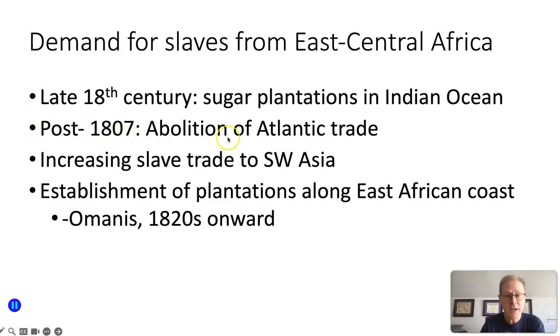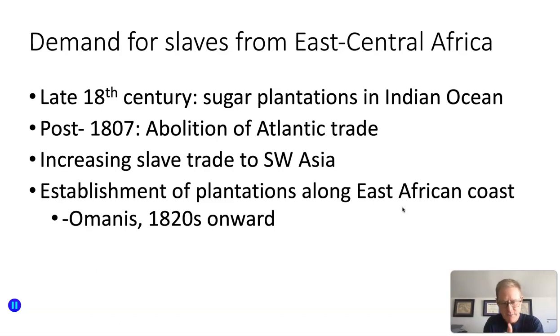Secondly, especially after 1807, with the abolition of the Atlantic slave trade that we were just reading about, slave trade will continue on, especially to Cuba and Brazil, and some of those slave merchants will come over to the Indian Ocean to purchase slaves. In addition, there's an increasing slave trade to Southwest Asia. And then finally, last but not least, the establishment of plantations on the East African coast itself. All of these places are going to have, economically speaking, a demand for slave labor, which will be at least partially met by slave exports from East Africa and East Central Africa.